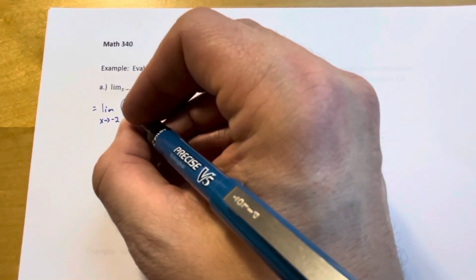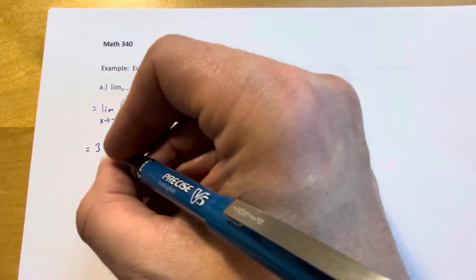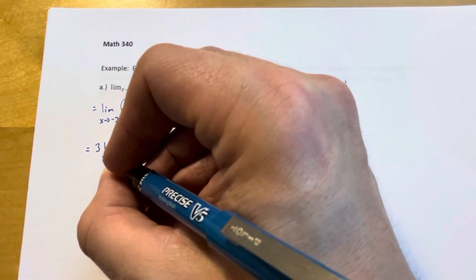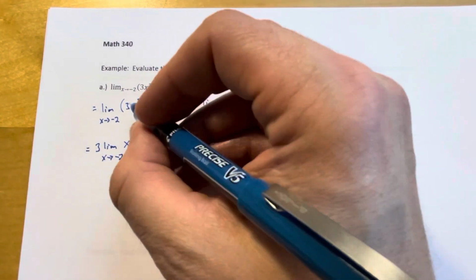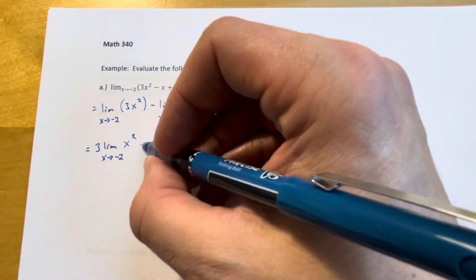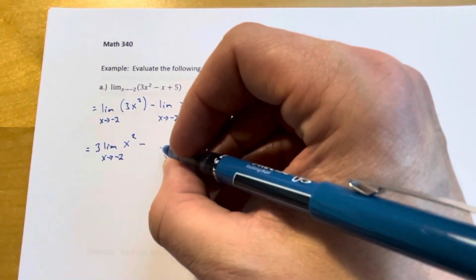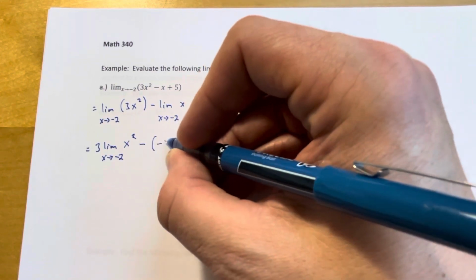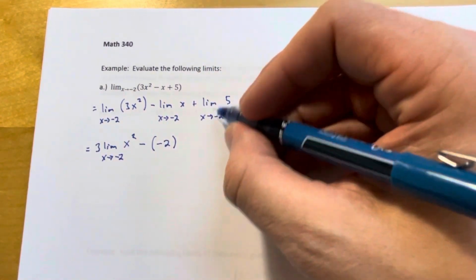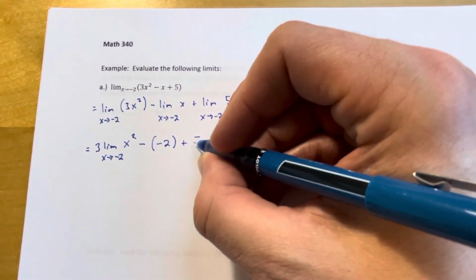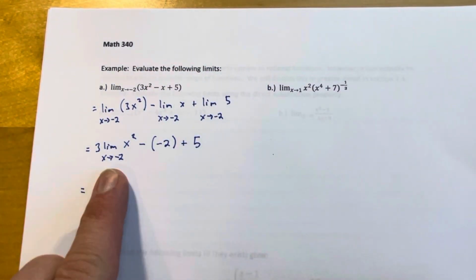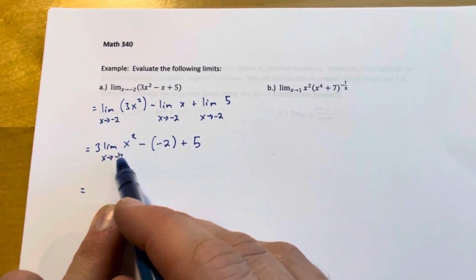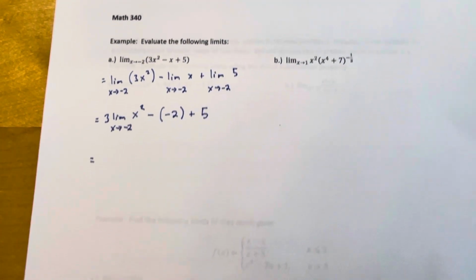So first of all, I can bring the 3 out. 3 times the limit as x approaches -2 of x squared. So that 3 comes out. We said that this limit is going to be just -2, so this is minus -2. This limit we said would just be 5, so plus 5. Okay. Now, one other thing I can do, I can take limits and bring them into powers. We saw that on the previous example.